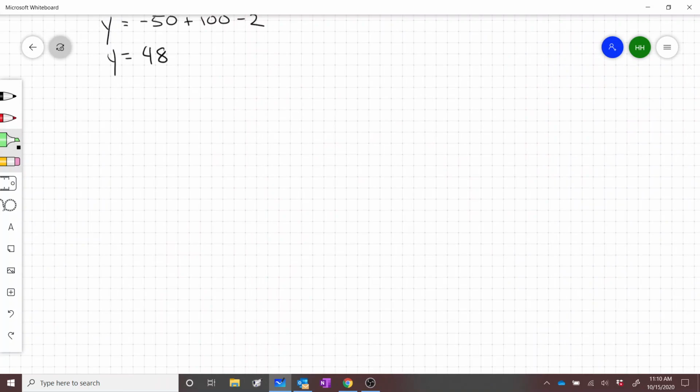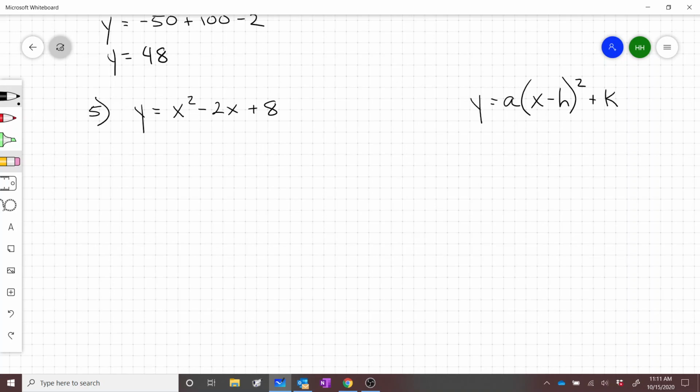All right, and then 5, 6, and 7, three problems where you have to write them in vertex form. Remember, vertex form is y or f of x equals a times x minus h squared plus k.